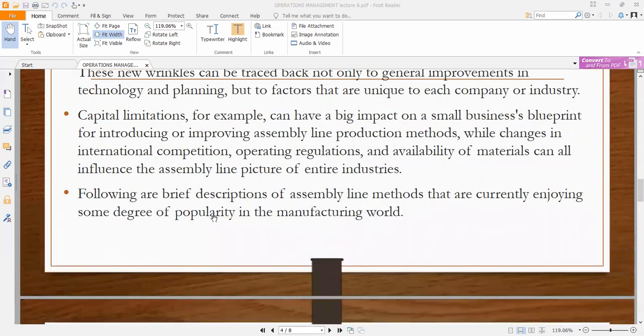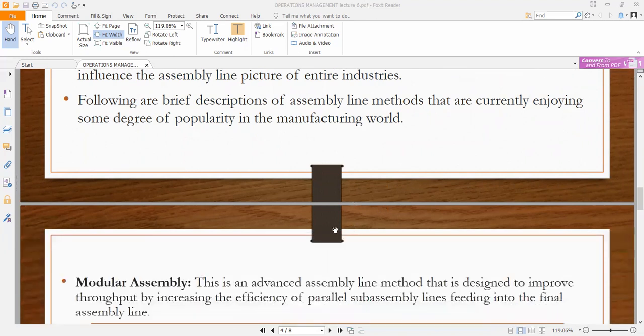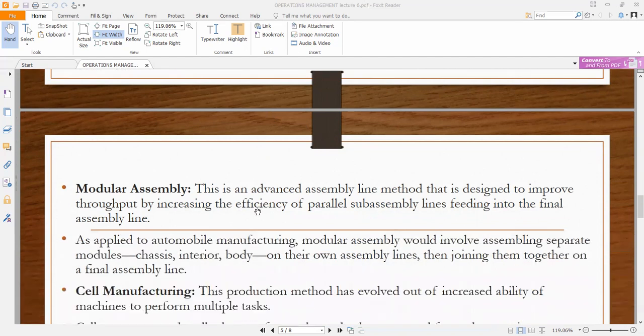Now, following a brief description of assembly line methods that are currently enjoying some degree of popularity in the manufacturing world, we can therefore look at the types of assembling that we have. The first assembling method that we have is the modular assembly. Now, this is an advanced system method that is designed to improve throughput by increasing the efficiency of parallel sub-assembly lines feeding into the final assembly system.